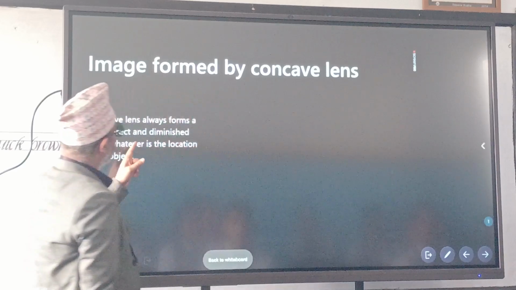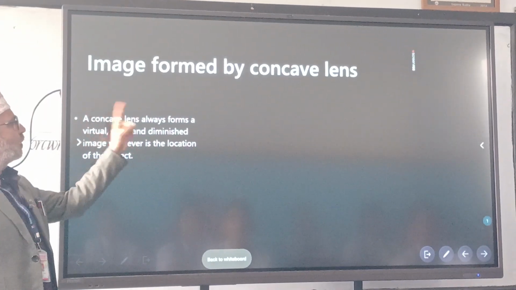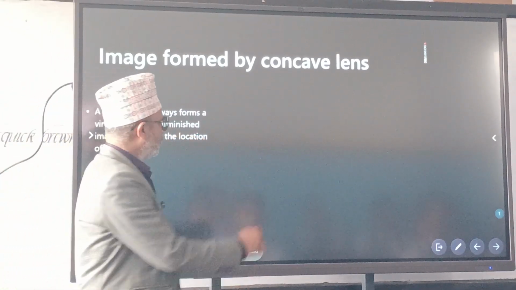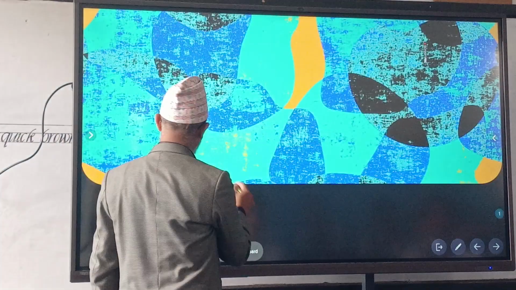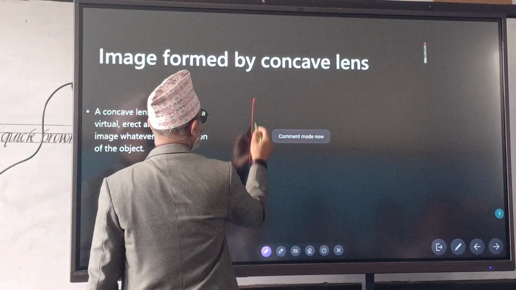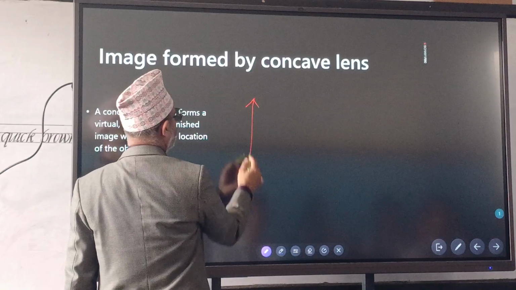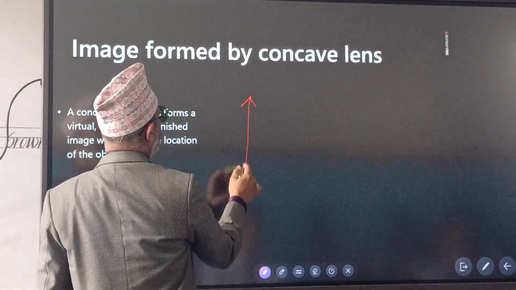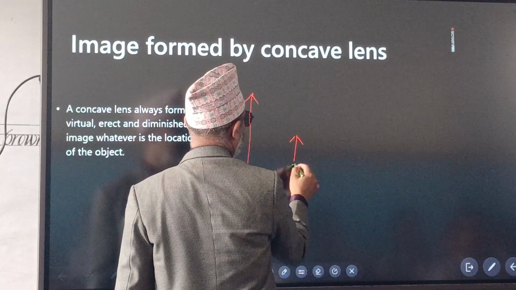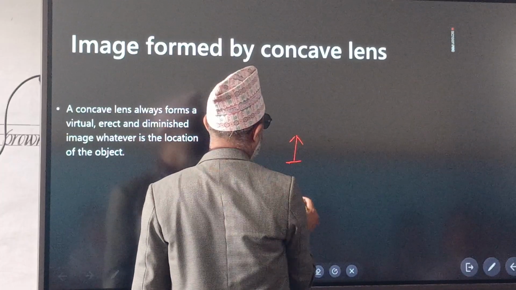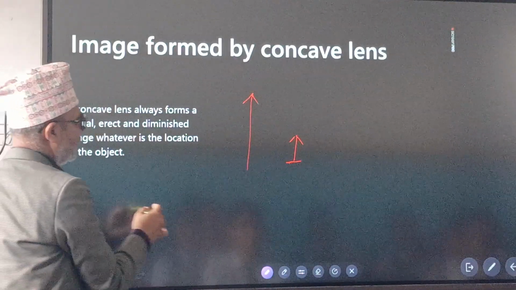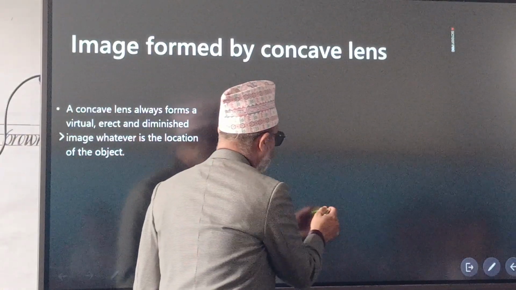But it is 100% clear that a concave lens forms a virtual, erect, and diminished image. Whatever the image is, it is virtual, erect, as well as diminished, meaning smaller. Suppose this is the object, the image will be like this, smaller, in the same position. Okay, so there are some positions we have to remember.